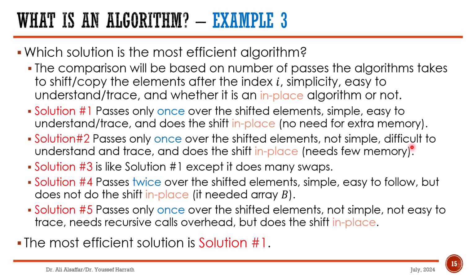Now for solution 2, it lacks simplicity. For solution 3, it is slower due to excessive swaps. Solution 4 passes over the shifted elements twice and is not an in-place algorithm. And finally, solution 5 has excessive swaps and some calls overhead. This is why the first algorithm is the most efficient algorithm for this problem.